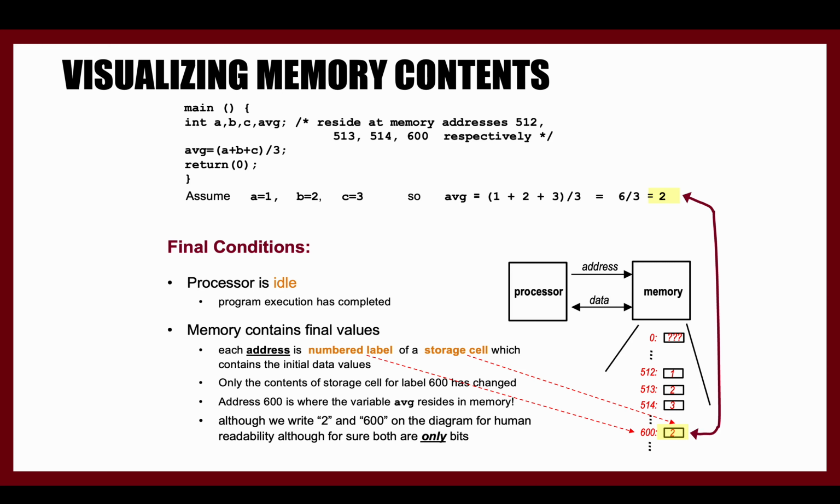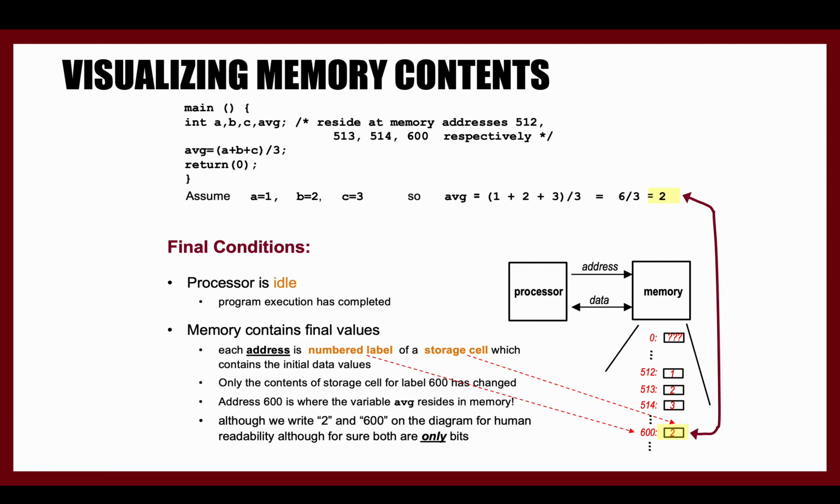This slide illustrates the state of memory and the processor after executing the program. When the program computes the average of values a, b and c, the average is 2. So post execution, the processor is idle, indicating the program has run its course.